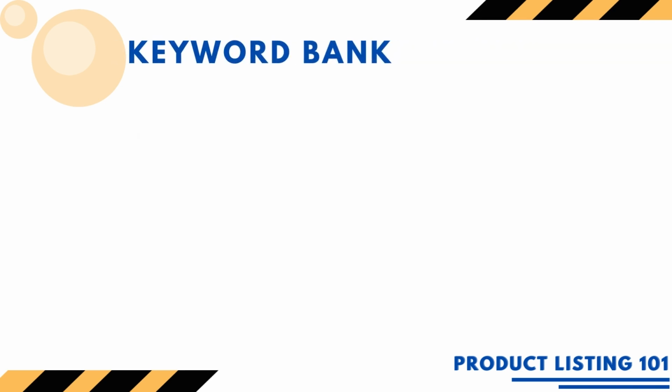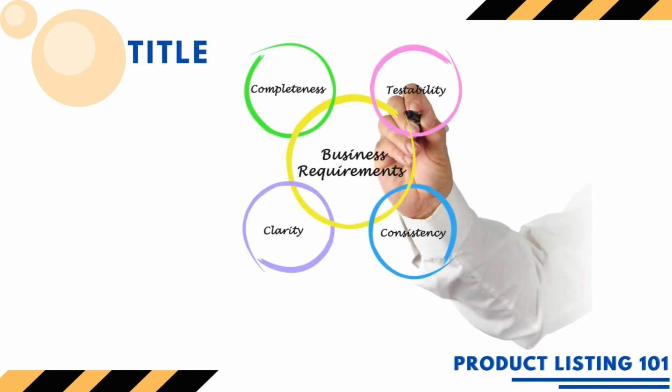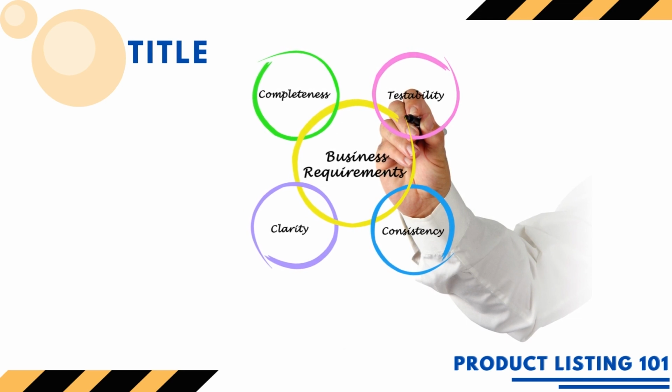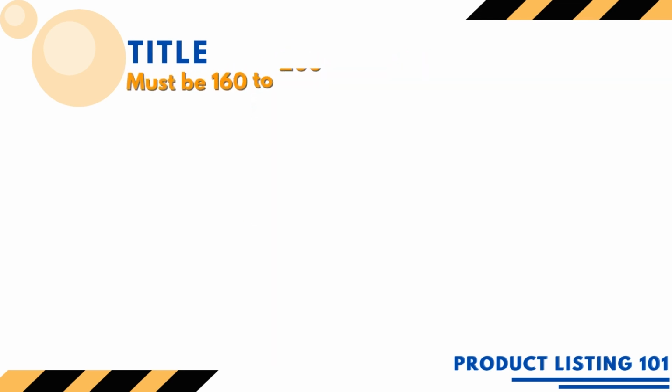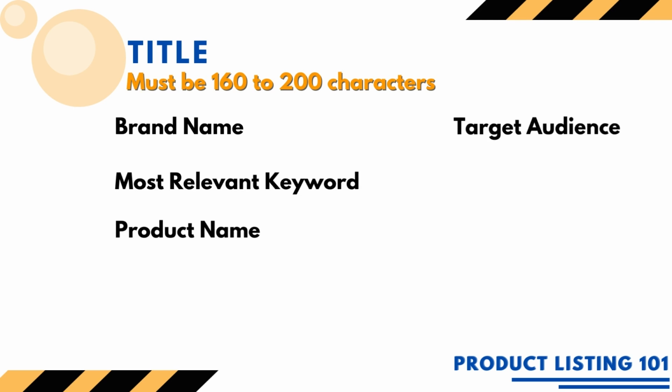Your keyword bank is the collection of keywords relevant to your product. Either someone researches it for you or you do it yourself. In the title, there are a lot of factors to consider before composing begins. Like, the character count must be between 160 to 200. That includes the brand name, most relevant keyword, your product name, and target audience, together with its features and benefits.